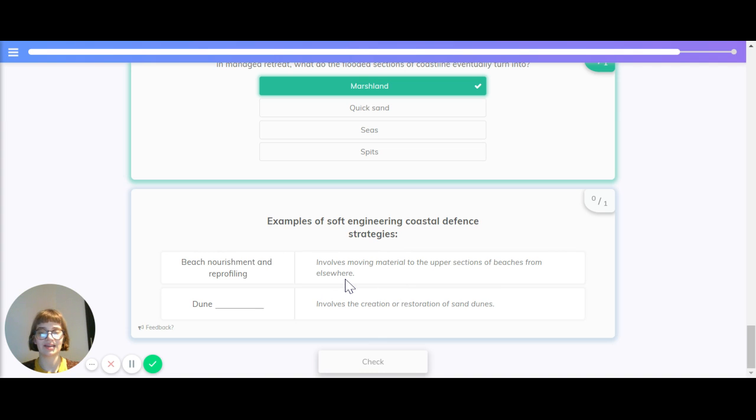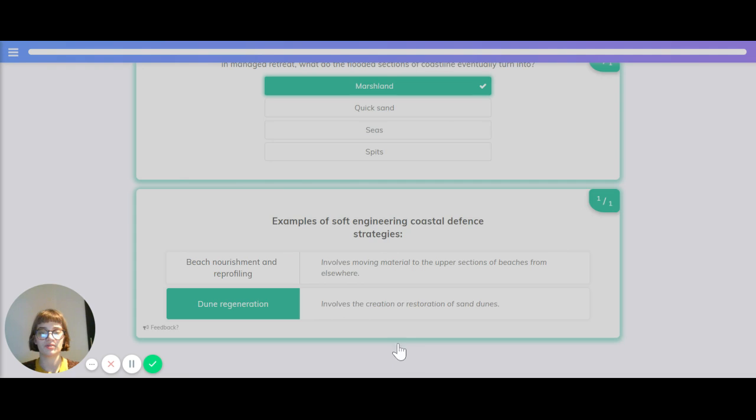Let's quickly look again at the examples of different soft engineering coastal defence strategies. There's beach nourishment and reprofiling, which involves moving material to the upper sections of beaches from elsewhere, and dune regeneration, which involves the creation or restoration of sand dunes.